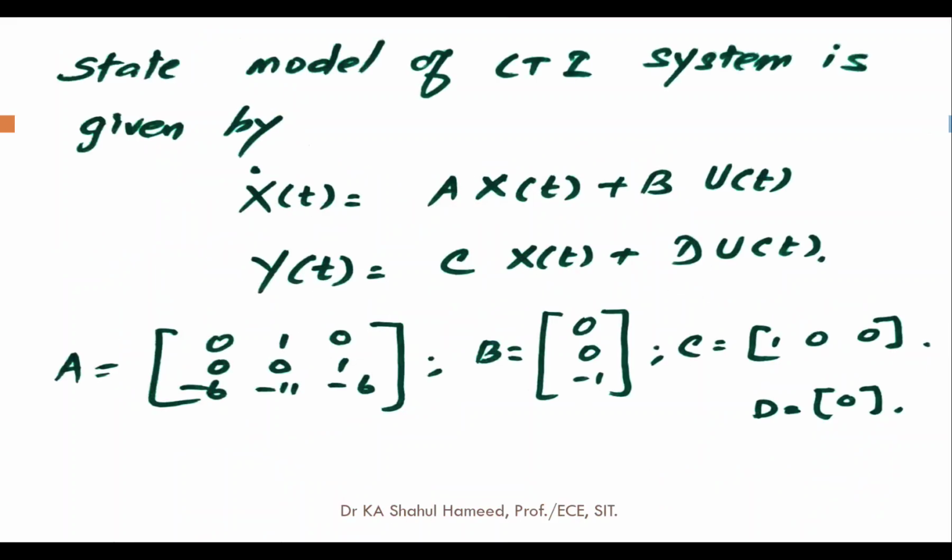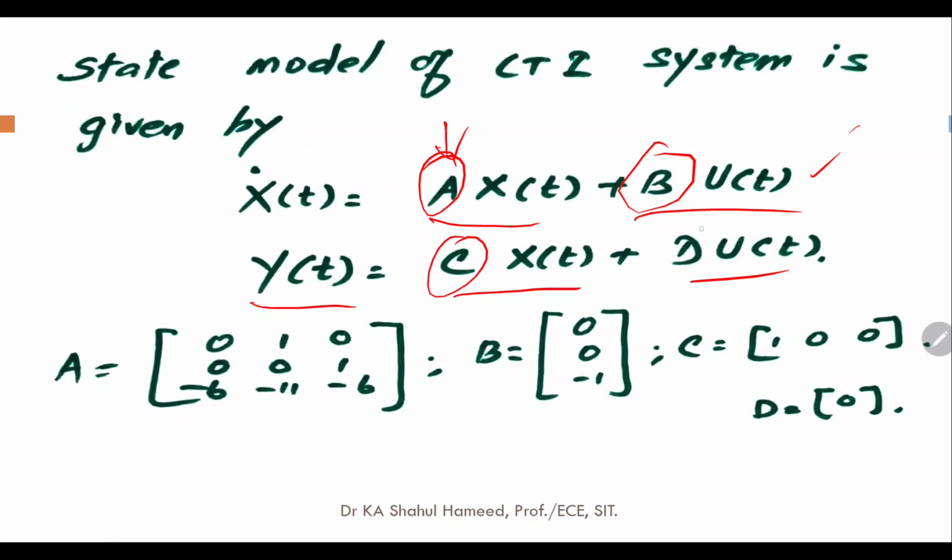First, I'm just writing the state equation. This we know, that is x dot of t is equal to A into x of t plus B into u of t. y of t is equal to C into x of t plus D into u of t. So we have these matrices A, B, C, D. It's given here. We are going to use all these matrices to find whether the system is completely controllable or observable.